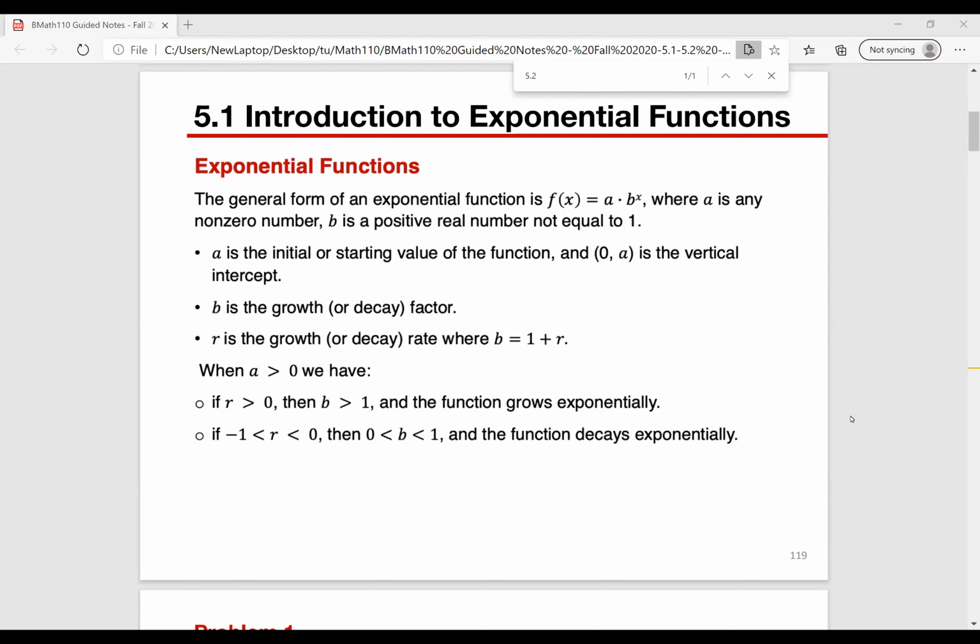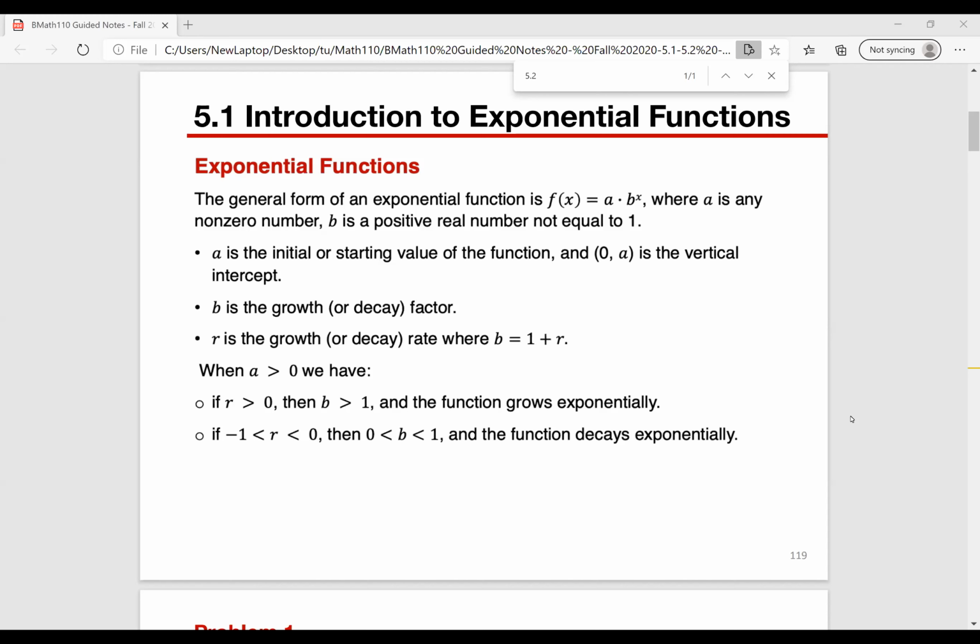Hi, everyone. Today I'm going to talk about section 5.1, chapter 5, Math 110. In this session, we're going to talk about exponential functions.